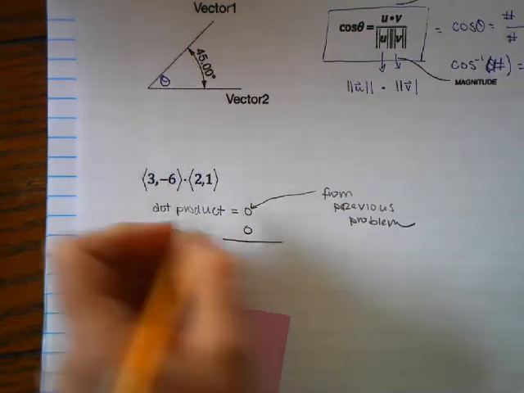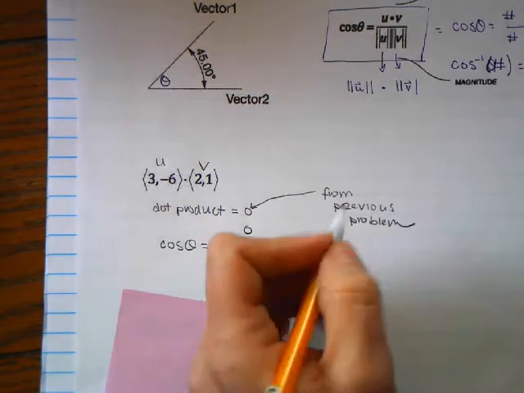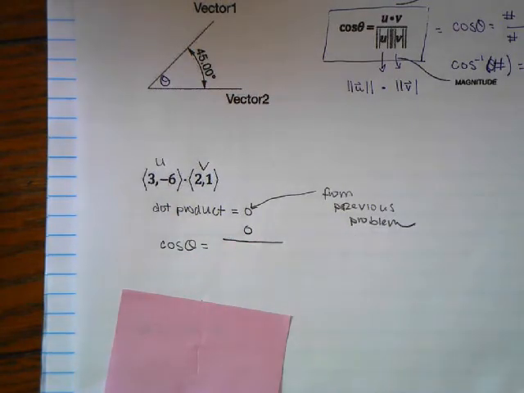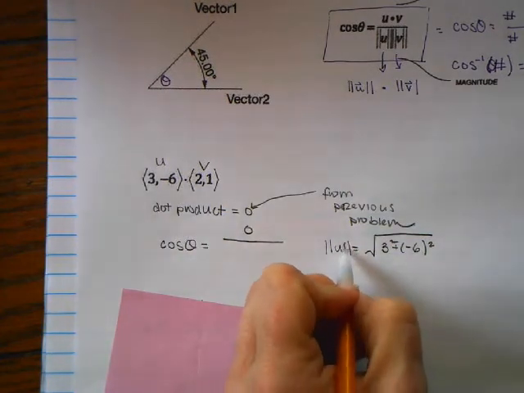Okay? And then we have to find the magnitude, okay? So if this is my vector u and this is vector v, the magnitude of vector u, we're going to work that out. Okay, so I'm finding the magnitude of my u.